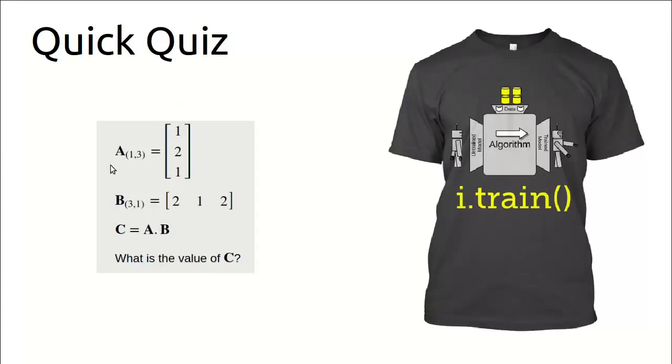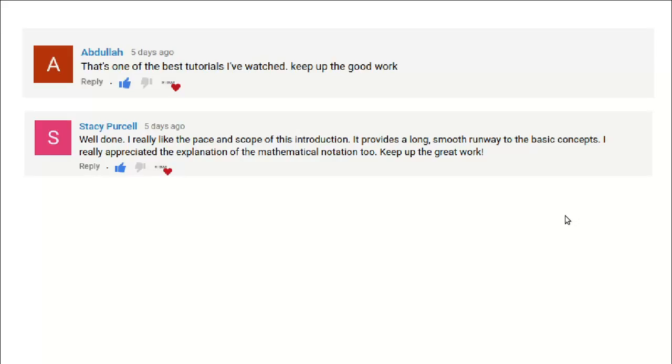Quick quiz. I have two matrices in here. A has shape 1 by 3 and the values are 1, 2, 1, and B is 3 by 1 and the values are 2, 1, 2. What's the dot product of A and B? If C is the dot product of these two, what's the value of C? For the first person to answer this math quiz, I will send you a t-shirt, the iTrain t-shirt showing Tensor going through an algorithm to be trained.